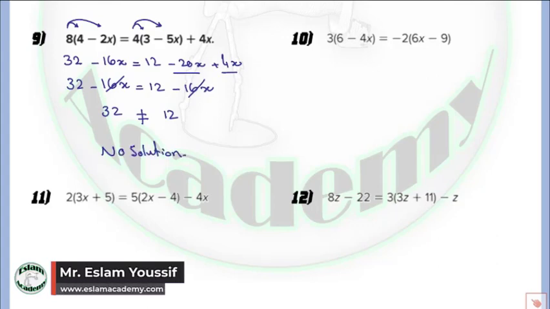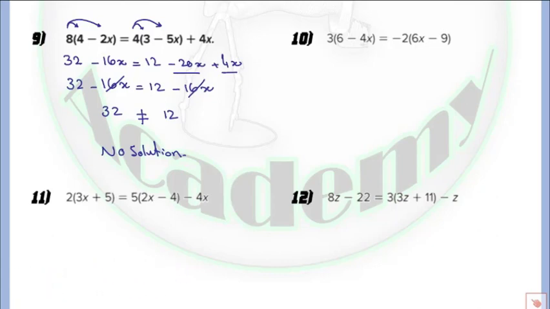In question number 10, we have 3 times (6 minus 4x) equals negative 2 times (6x minus 9). At first, use the distributive property. 3 times 6 equals 18. 3 times negative 4x equals negative 12x. Equals negative 2 times 6x equals negative 12x. Negative 2 times negative 9 equals positive 18.